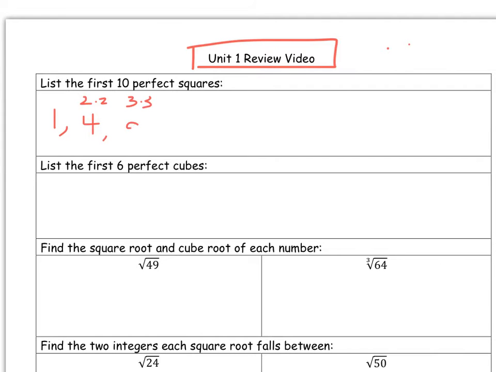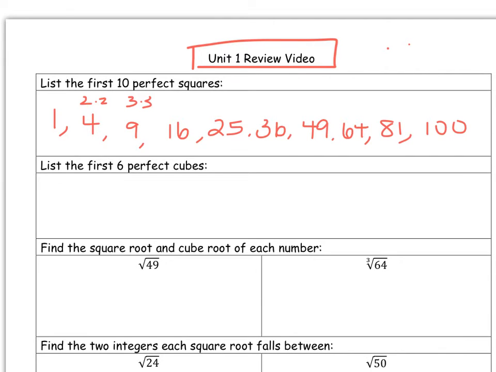3 times 3 is 9. 4 times 4 is 16. 5 times 5 is 25. 6 times 6 is 36. 7 times 7 is 49. 8 times 8 is not 88. 8 times 8 is 64, 9 times 9 is 81, and 10 times 10 is 100. So these are the list of the first 10 perfect squares that you need to know.